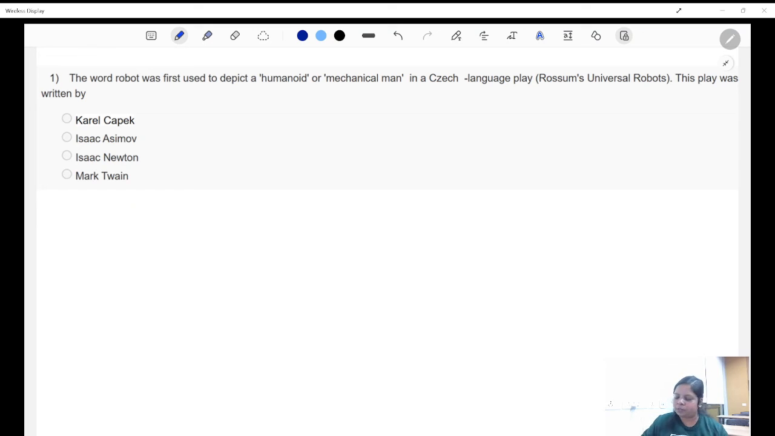So if you remember from the first lecture, the word robot was first used to depict a humanoid or mechanical man. In the Czech language play, Rossum's Universal Robots, this play was written by whom? Do you remember from the lectures? Asimov. No, I think it's Karel Capek. Yeah, it's Karel Capek. Oh, yeah, right.